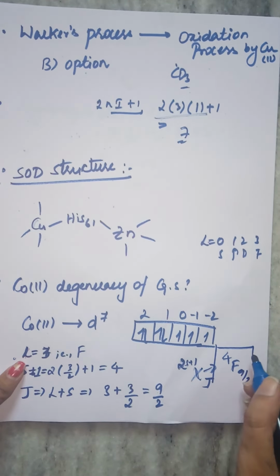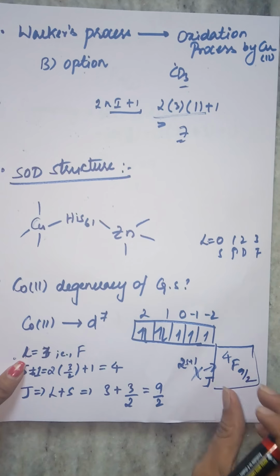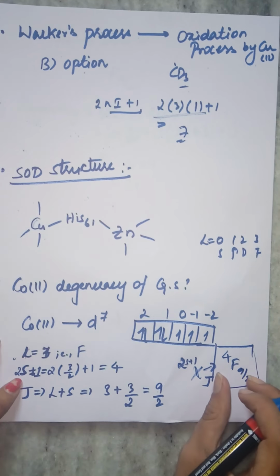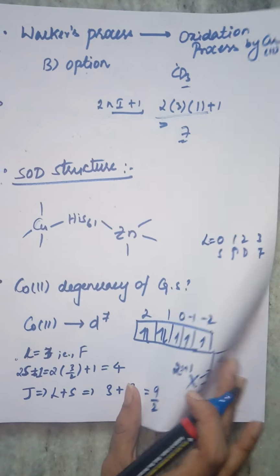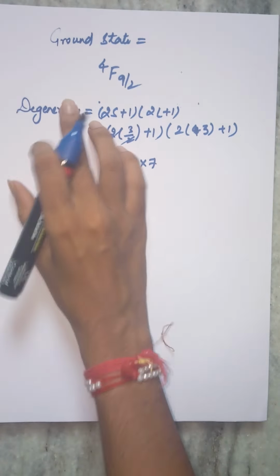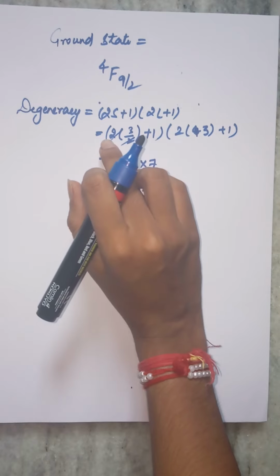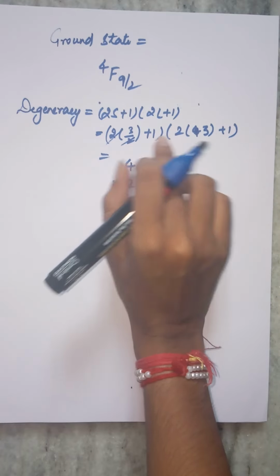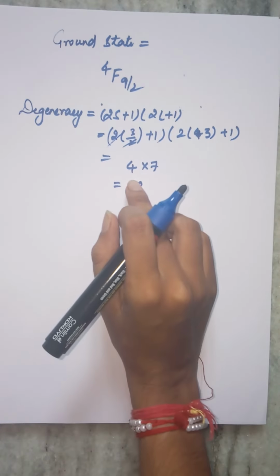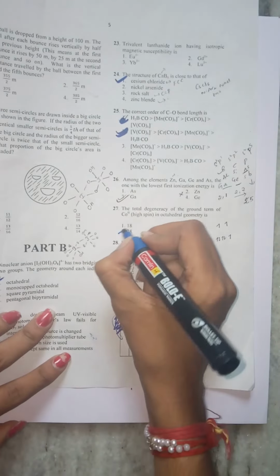Now once you have found the ground state term symbol, from this you have to calculate the degeneracy, in other words the number of microstates. So what is the formula? 2S plus 1 into 2L plus 1. So 2 into 3 by 2 plus 1, that is 4, into 2 into 3 plus 1, that is 7. 4 into 7 is 28. So I think the answer should be 28.